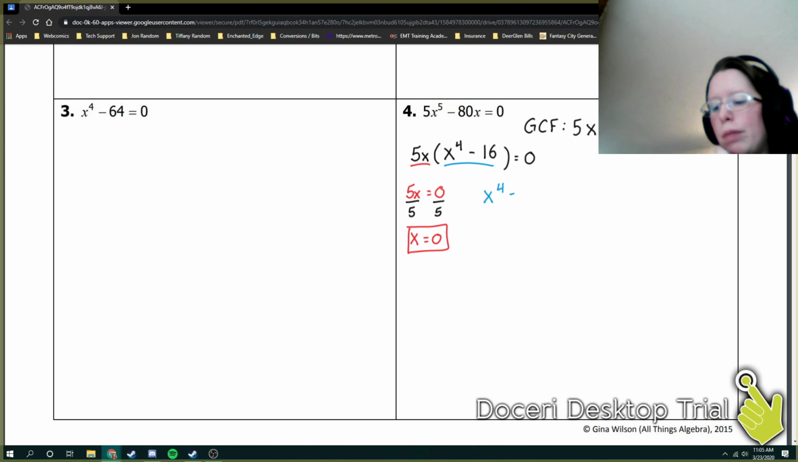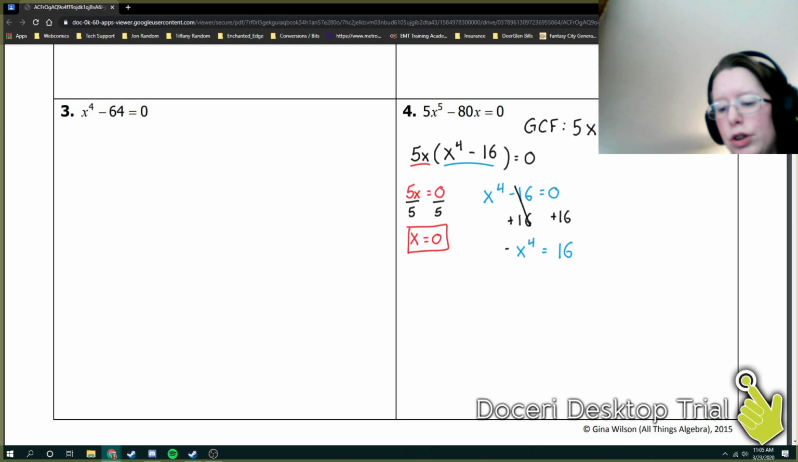X to the 4th minus 16 equals 0. Okay, so I'm going to add over the 16. Get x to the 4th is equal to a positive 16. Instead of taking a square root like we've done in the previous problems, we're going to take a 4th root. And we still want to include plus or minus. So that's a little bit new.